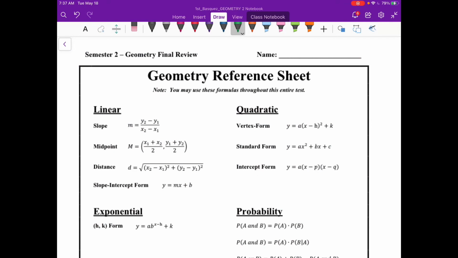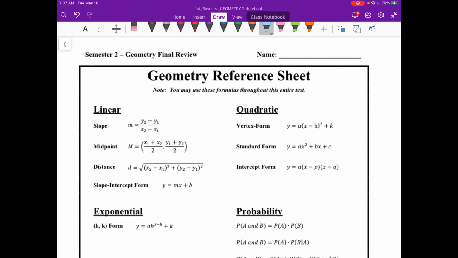In this video, we'll be going over the semester review for geometry, second semester. This first page is simply a reference sheet that you will have access to in your test booklet once you get the actual test.